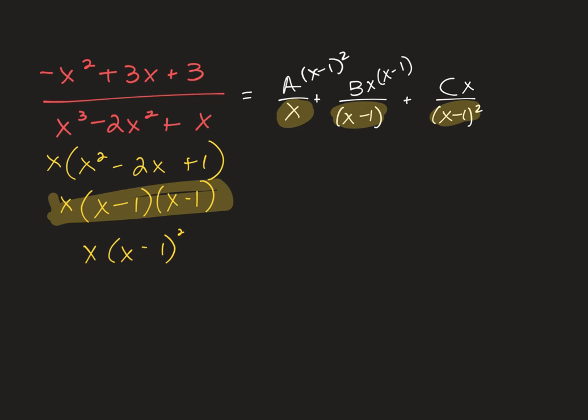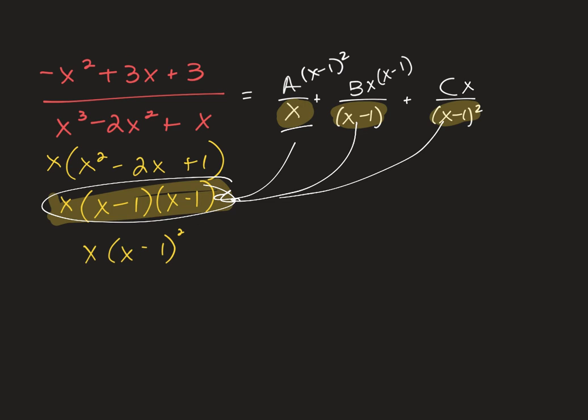To which original? To this. We always go back to the factored form. Like you're comparing this denominator to this, you're comparing this to this, and you're comparing this to this. Whatever's missing from it is what you multiply the top by.